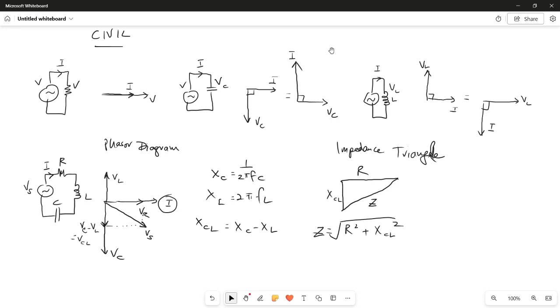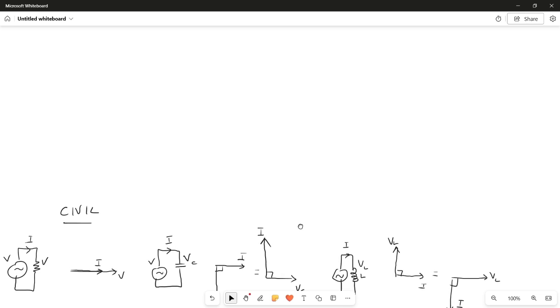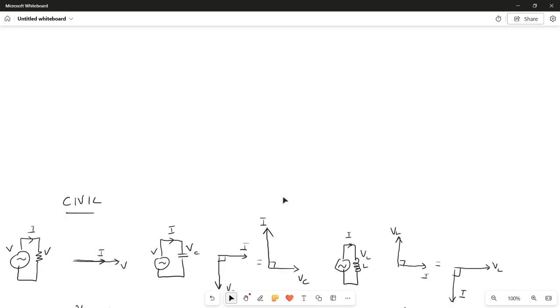Now, what happens for a parallel circuit? Same kind of idea, but we'll just apply it for a parallel circuit. So let's draw that there. So they're all in parallel. Parallel circuit, resistor, R, L, and C. Yeah.